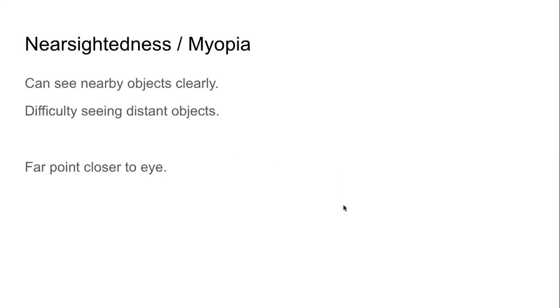We will focus on three main defects or problems of human eyes. The first one is called nearsightedness or myopia. Myopia is the technical term, and nearsightedness is the common term. Nearsightedness means we will be able to see objects that are nearby very clearly, no problem. But we will have difficulty seeing objects that are distant, दूर में. Once again, nearsightedness means पास का दिखता है, तो प्रॉब्लम क्या है? दूर का चीज देखना.